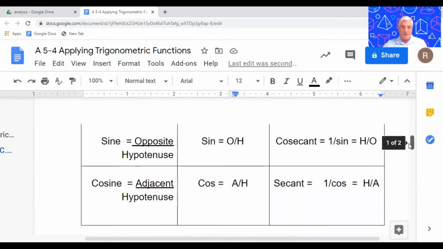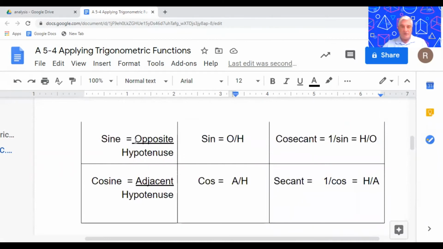And here I have sine is opposite over hypotenuse, OH, SOH. Sine is O over H. And the cosecant, it's the cofunction. Sine goes with cosecant, and so 1 over sine is equal to cosecant. Also, that would be H over O. I never forget the cofunctions. I get sine and flip it upside down, and I get cosecant.